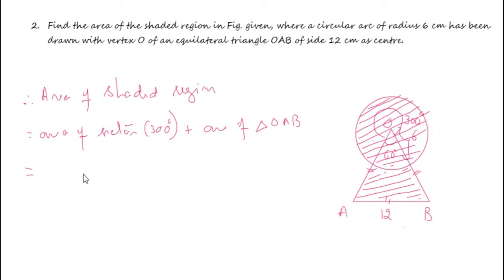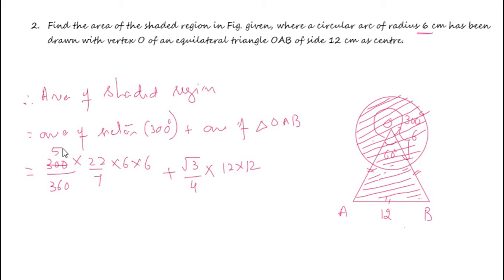Now area of the sector is theta. Theta is 300 divided by 360 into pi. Pi is 22 divided by 7 into r. R is given here, radius 6. So into r square, 6 into 6, plus area of this equilateral triangle, that is root 3 divided by 4 into a square. A square is 12 square, 12 into 12.